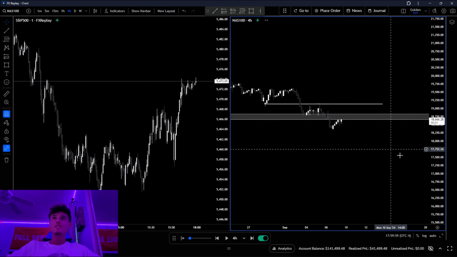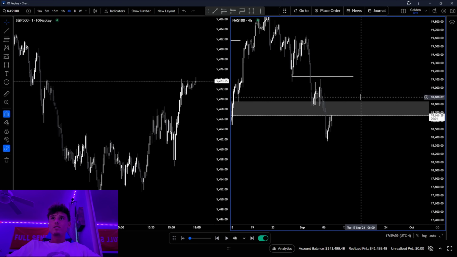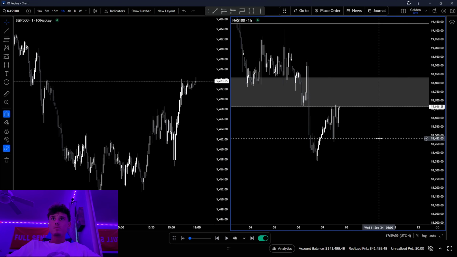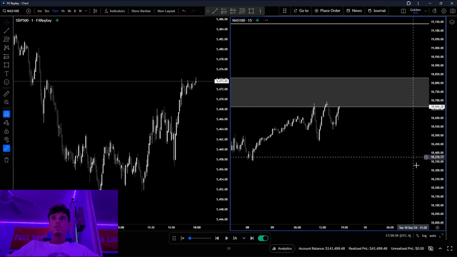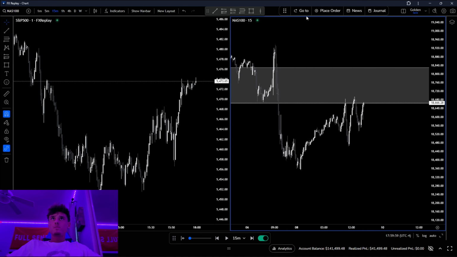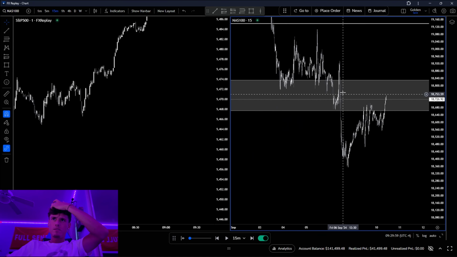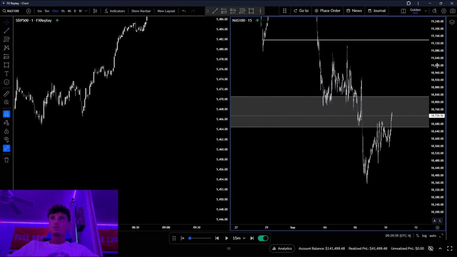So first we have this fair value gap. Okay, that's nice. Let's drop down to the 4 hour. What do we have here? This is a pretty important zone because on the 4 hour as well, we have a fair value gap. That's beautiful. Also on the 1 hour, we have a fair value gap. That's really nice. Okay, let's go to next day open and see what we have. Of course, we broke down and retested back into the zone.